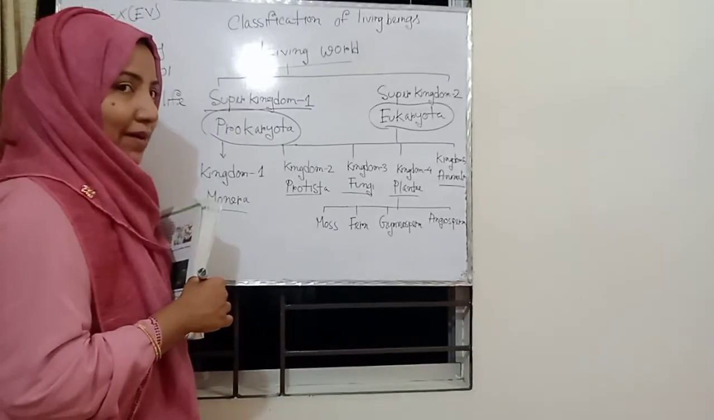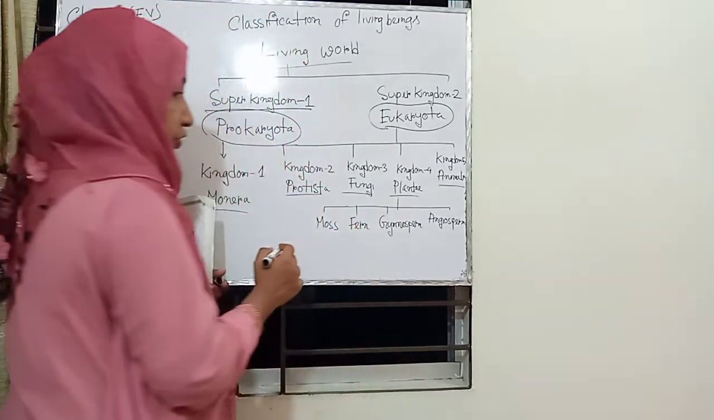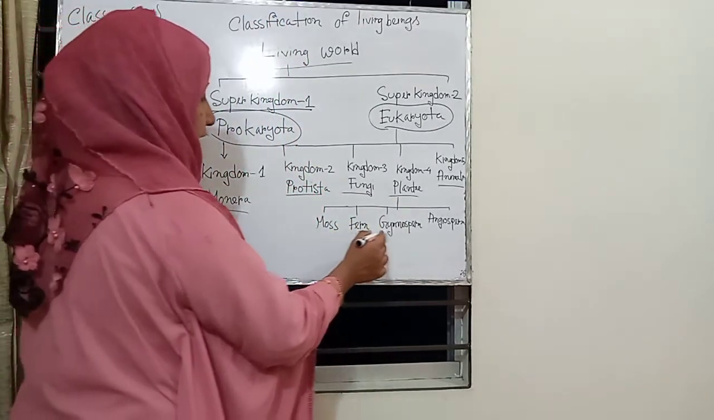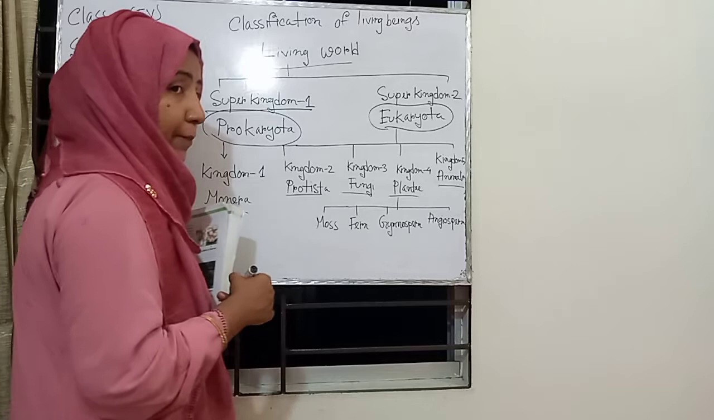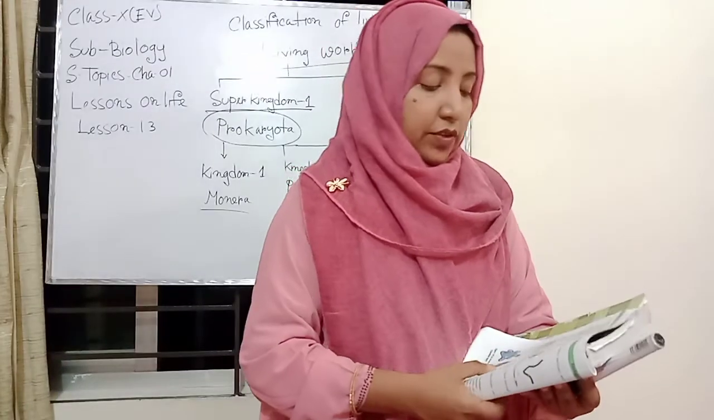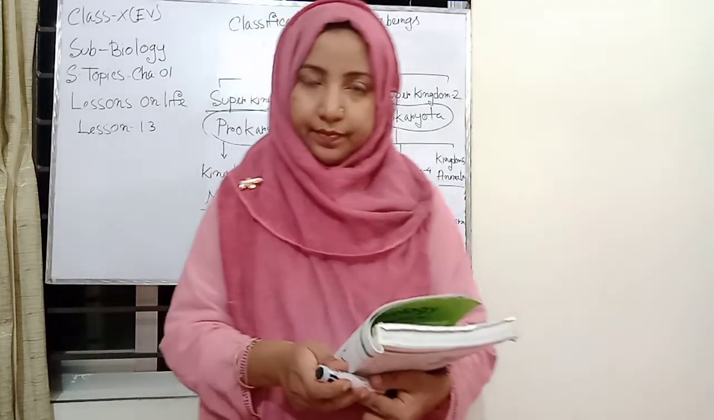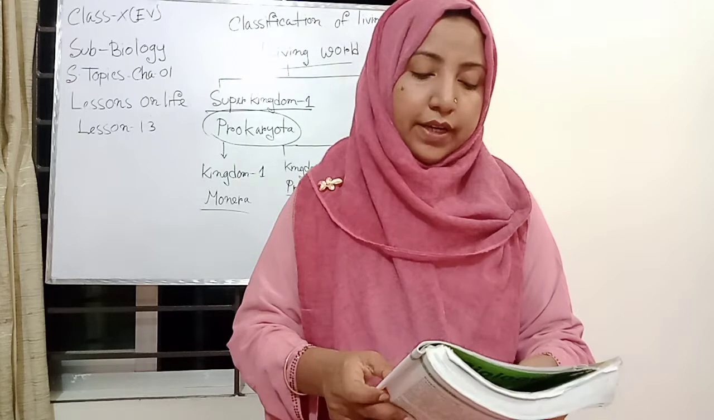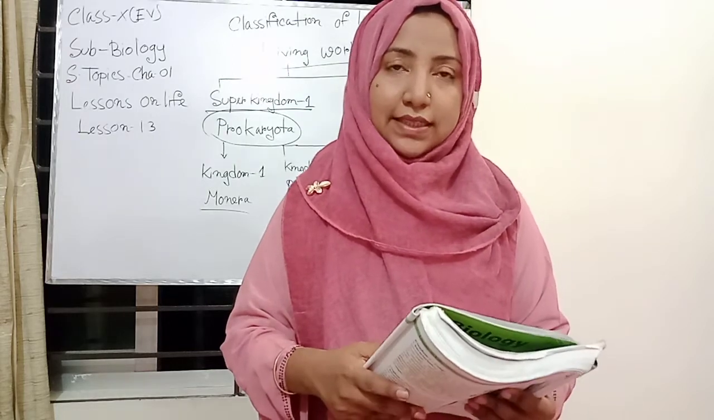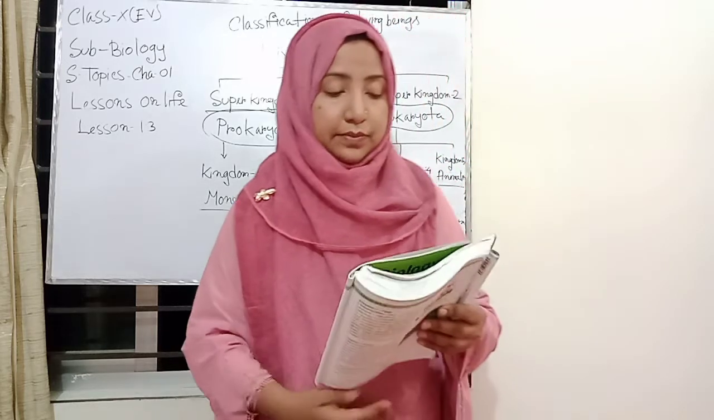Here is also the sub-kingdom of Plantae. I write moss, fern, gymnosperm, and angiosperm, my dear students. In the introduction, I also explain the first super kingdom, the prokaryota. They are primitive prokaryotic, having no distinct nucleus, and are microscopic unicellular organisms.